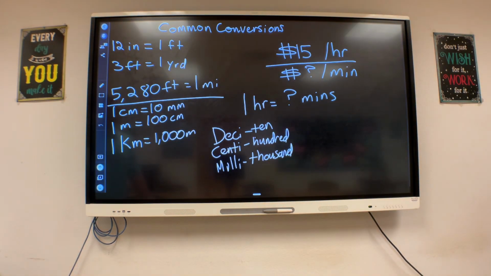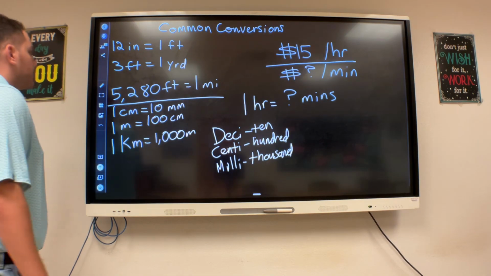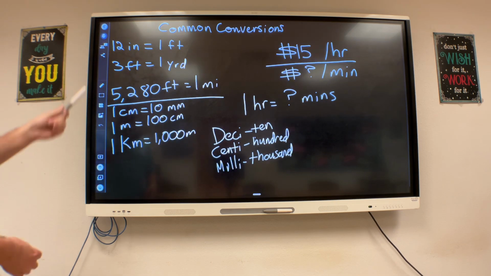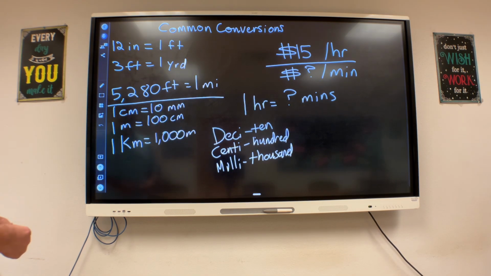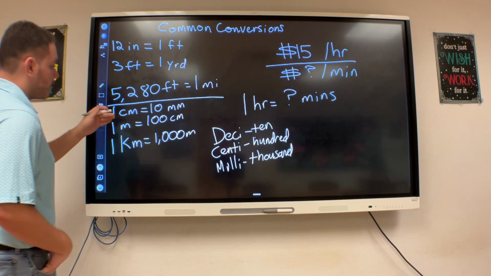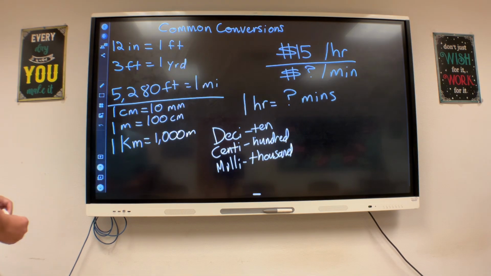And so there are some common conversions. Like I said, 12 inches is 1 foot, 3 feet are in 1 yard, like we just said. 5,280 feet are in 1 mile. That's most of the standard ones. And then you can get into the metric measurements, which could be a little more difficult, a little more tricky.